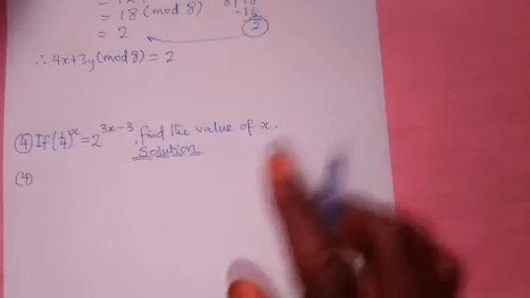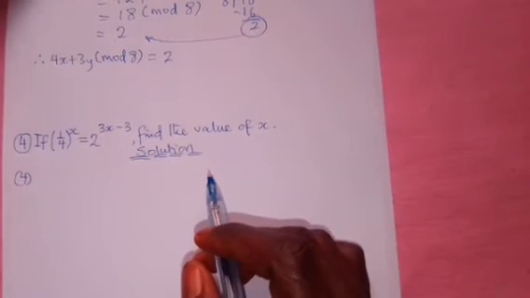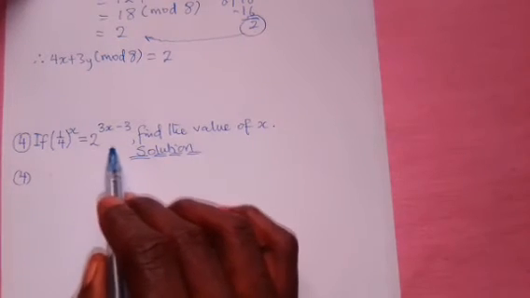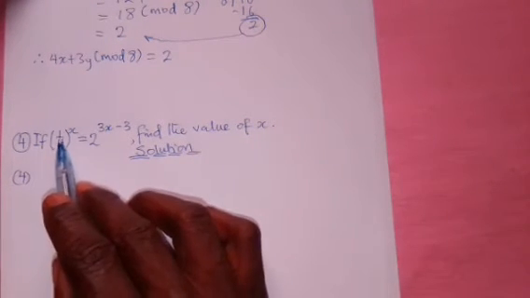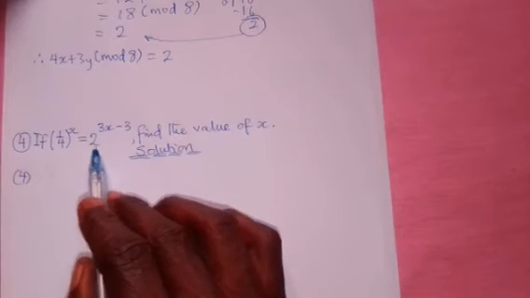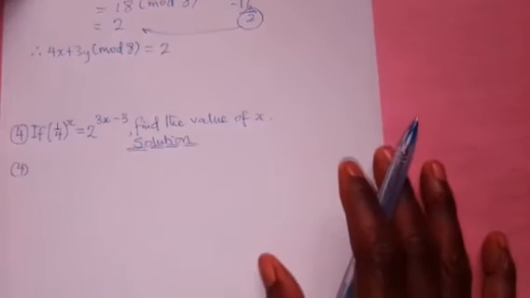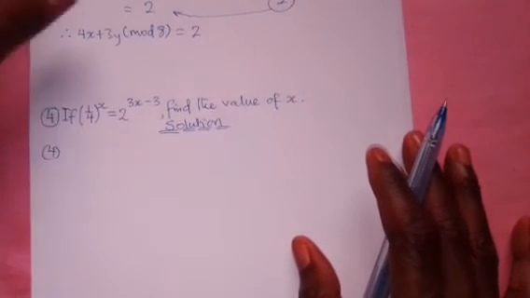Now let's take a final question for this lesson. What we are having here is a problem under indices. It says if 1 upon 4 power x equals 2 power 3x minus 4, then find the value of x. So how do we solve this problem?